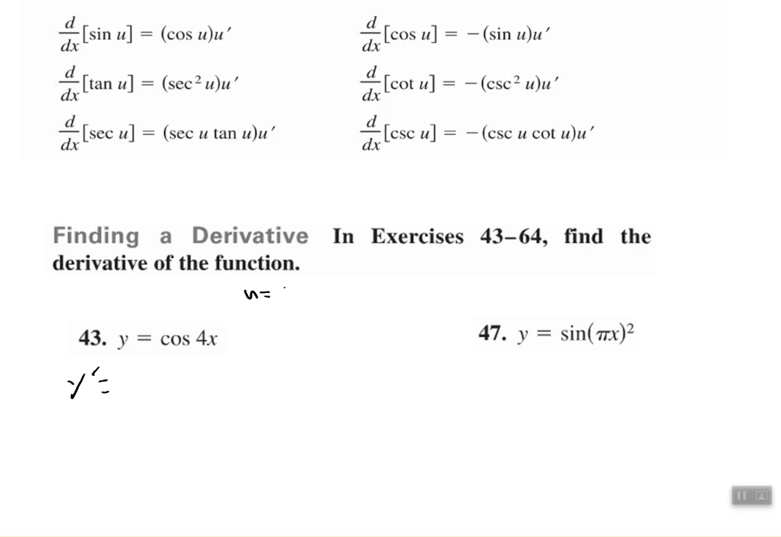So if u in this case is equal to 4 times x, then u prime, the derivative of u, is equal to 4. All right, so negative sine of 4x times the derivative of 4x, which is 4.